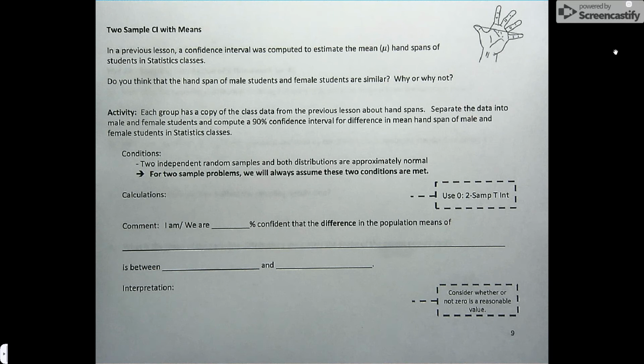So our last lesson for Unit 5, Topic 3, which is confidence intervals with means, is about two sample confidence intervals with means. A couple days ago, we calculated a confidence interval in our calculator to estimate the population mean of handspan of students in statistic classes. So what we're going to do now is actually break it down by males and females.